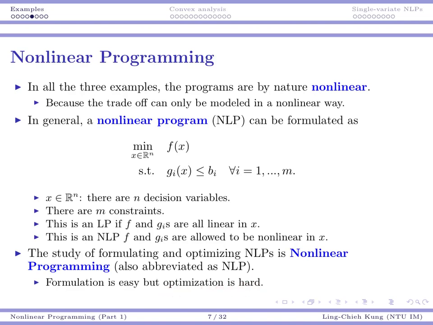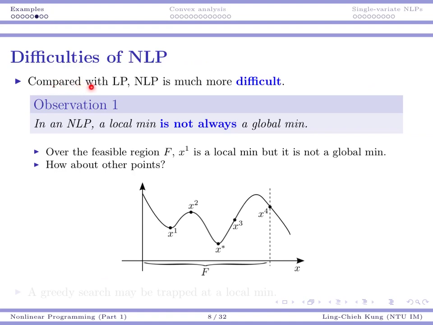Let's discuss why. Compared with linear programs, nonlinear programs are much harder to solve for two reasons. Let's see the first one. In a nonlinear program, a local minimum is not always a global minimum. Global minimum means the true optimal solution for a minimization problem.